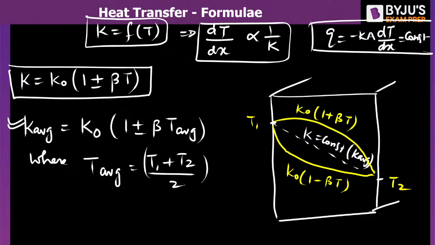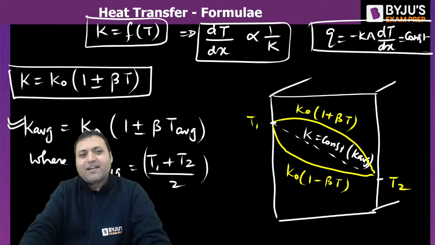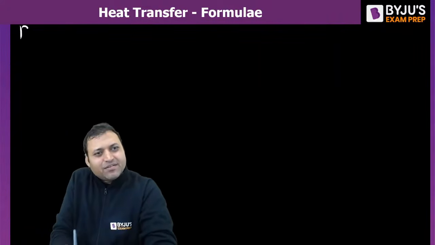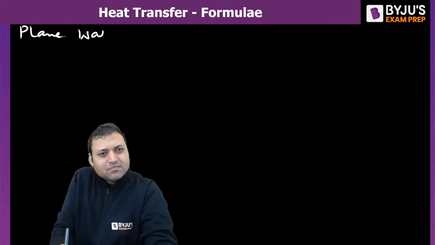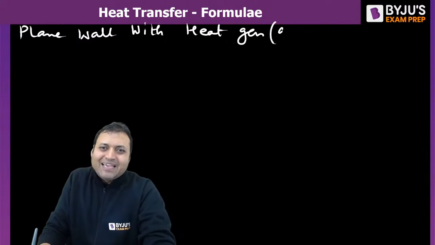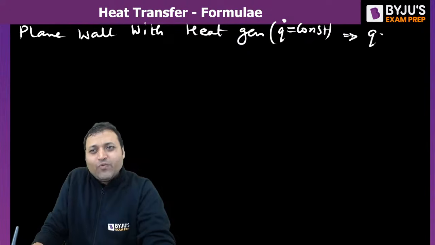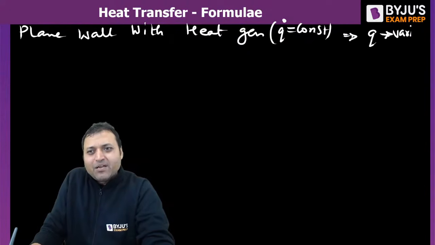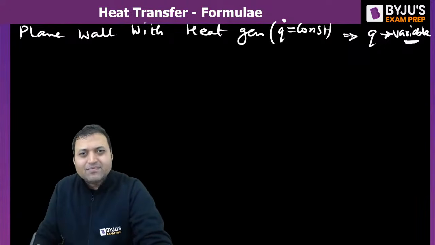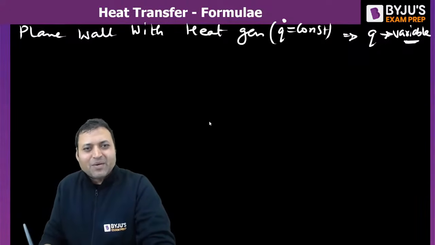Now the next important thing is heat generation: plane wall with heat generation. When heat is generated, Q dot is the constant uniform heat generation. So Q will not be constant, Q will become variable. Whenever there is a heat generation, the rate of heat transfer becomes variable.